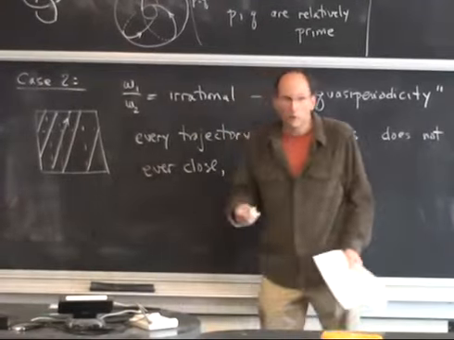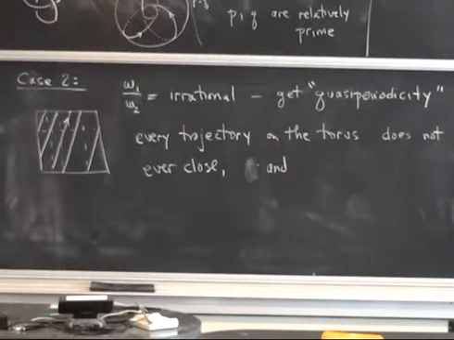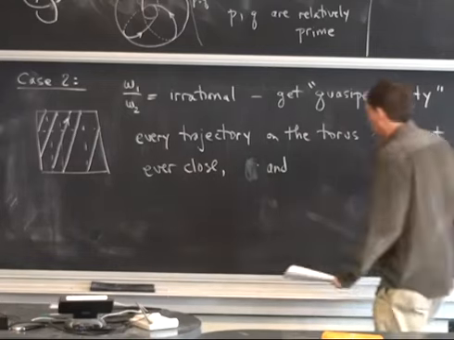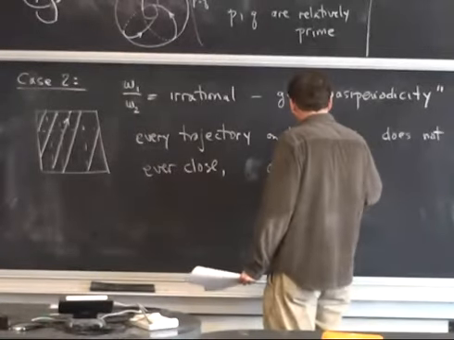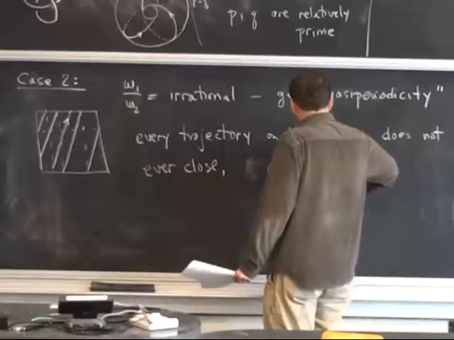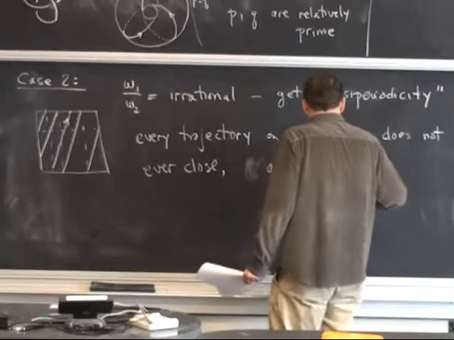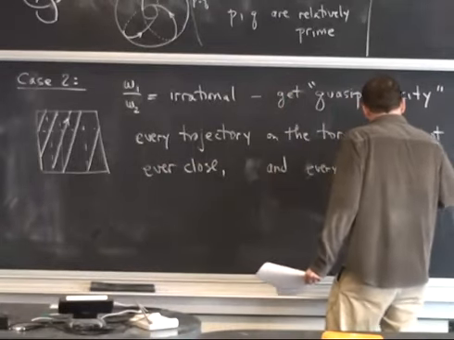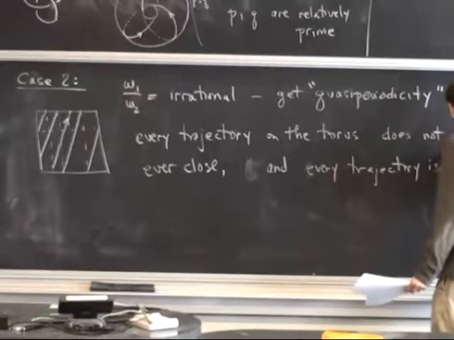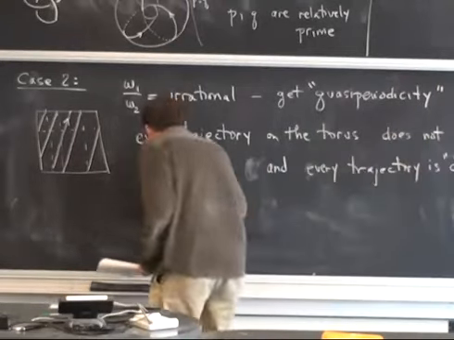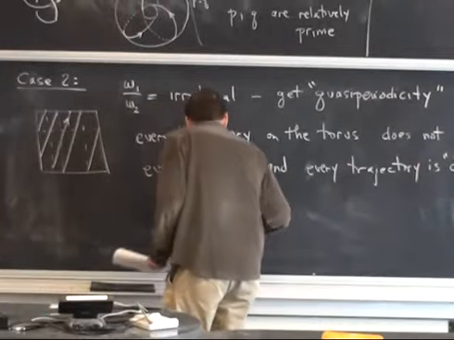So how do we know it doesn't close? If it closed, that would mean that we could count the revolutions. It would have gone some integer number of revolutions around each circle, and you'd be back in the P over Q case. So it can't close. So given that, every trajectory does not close, and every trajectory is dense on the torus.